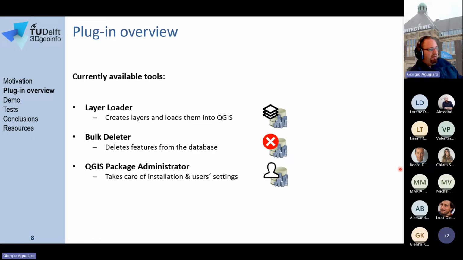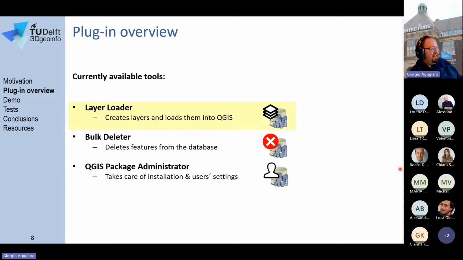So there are three tools at the moment. One is called Layer Loader. Well, you can imagine what it does. Basically, it creates layers and loads them into QGIS. Then a bulk deleter, which allows you to delete features, and a package administrator, which basically allows database administrators to install the software and so on and so on.